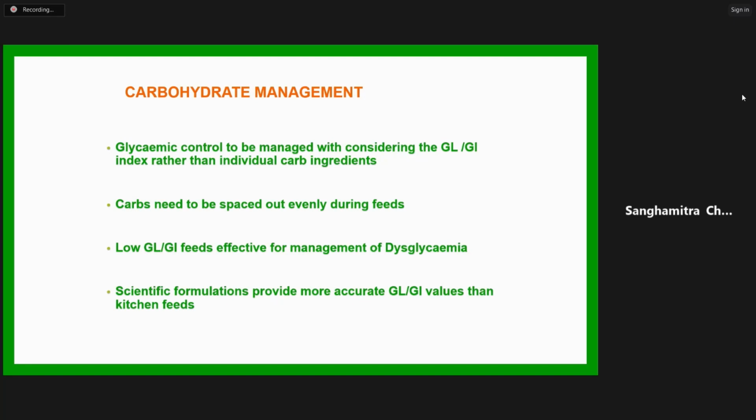And the carbs need to be spaced out evenly during feeds. Anyway, the patient will not eat well. And the problem is that sometimes they eat, sometimes they don't eat. So the carb spacing is usually not done properly. Low GL-GI feeds are effective for the management of dysglycemia. And of course, scientific formulations provide more accurate GL-GI values than kitchen-based feed. Next slide.